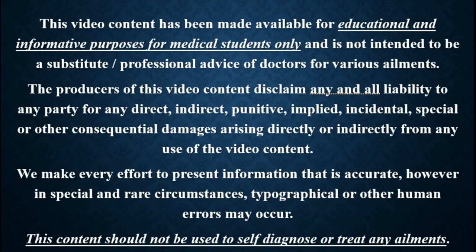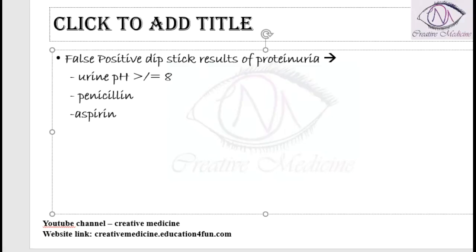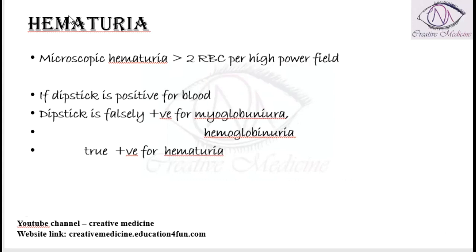In this lecture, we will learn about hematuria. There is microscopic hematuria. Hematuria is the presence of blood in urine. We say that it is microscopic hematuria if there are more than 2 RBCs per high power field in the urine.